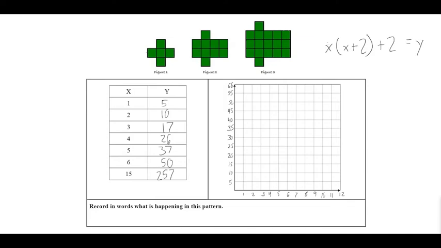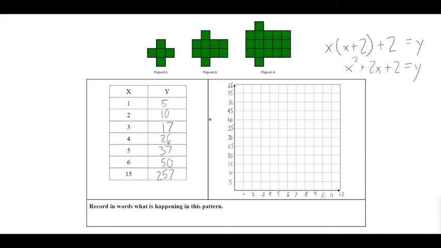We can see if we distribute this x across the parenthetical, we'll end up with x squared plus 2x plus 2. This is called a quadratic because it has a square as the highest exponential power. There are higher order polynomial functions, polynomial meaning many numbers.